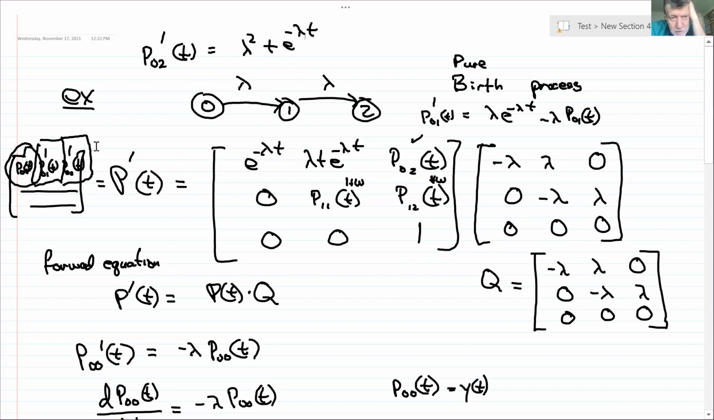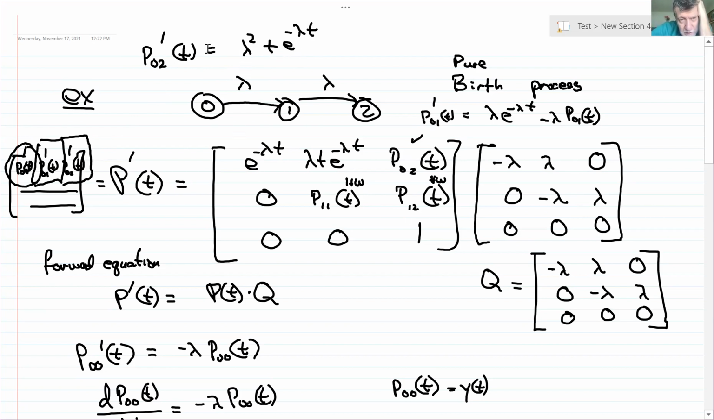Okay, so what's the good news? The good news is to find P02 of t, it's not even a differential equation. We know the derivative of it equals this. We just need to integrate both sides, right? So does everyone see how I got the equation? I multiplied the first row here by the first column there. You sort of need to know how to do that because the next two are yours, right?